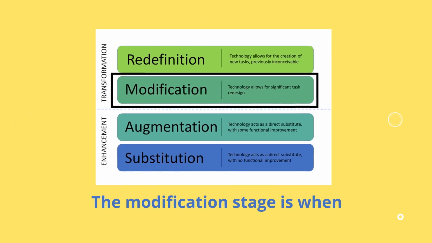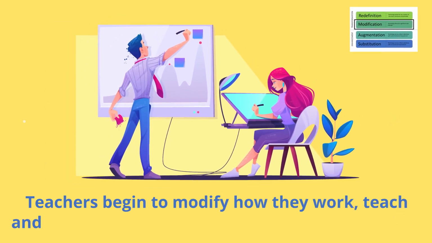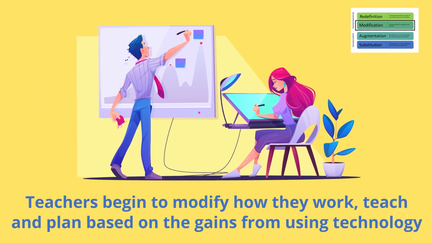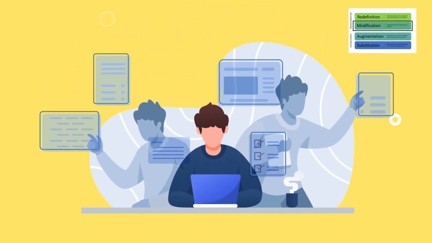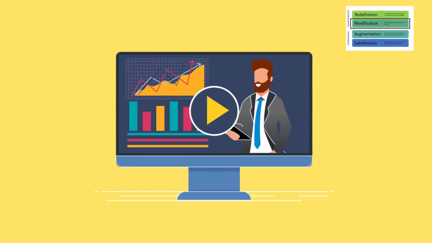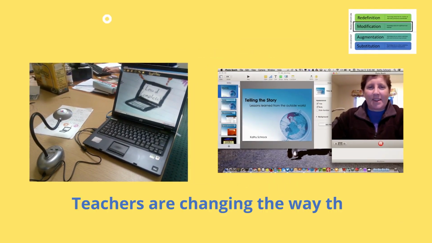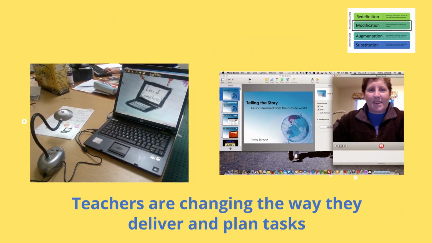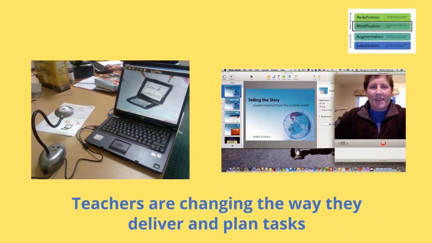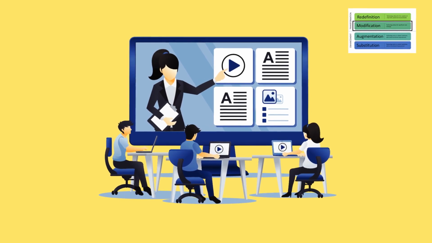The modification stage is when technology's disruptive potential is realized, and teachers begin to modify how they work, teach, and plan based on the gains from using technology. Teachers may have been setting assignments via their learning platform that link to interactive content, or may start creating digital videos of their presentations to share with pupils, or use visualizers to peer assess narrative writing as a whole class. In this section, teachers are changing the way they deliver and plan tasks based on a better developed understanding of what technology is available and how it is effective. Technology use is also expected of students, and they are using technology to increase the quality and depth of their learning.